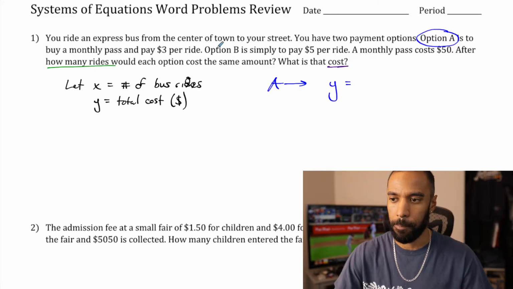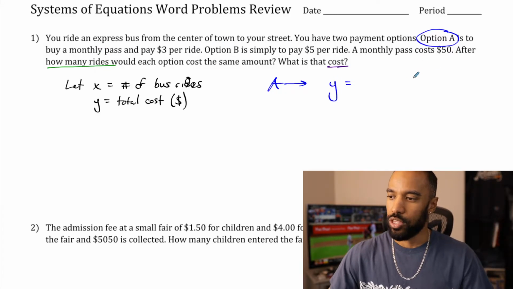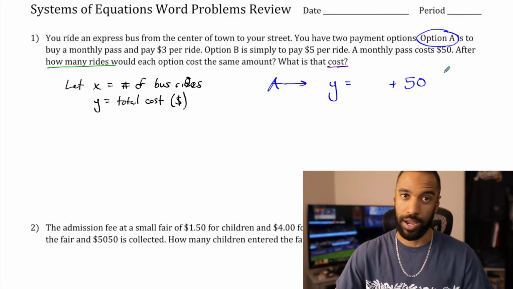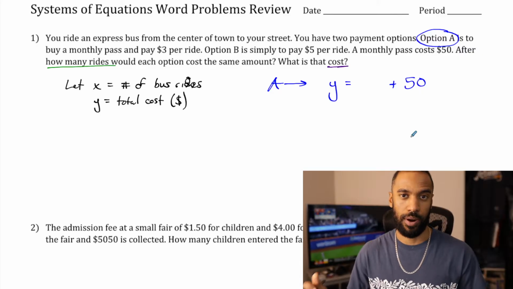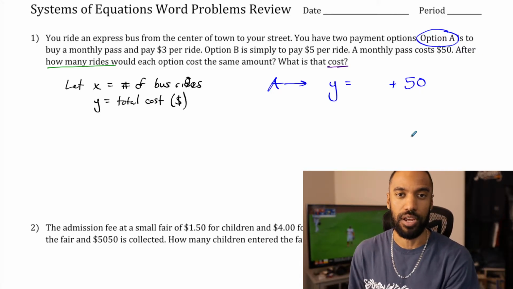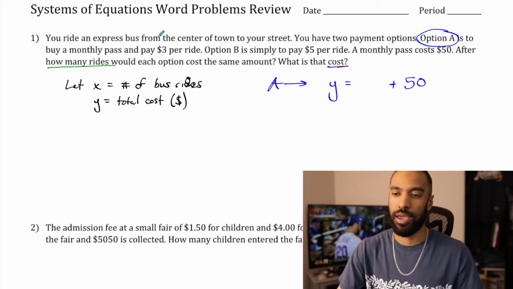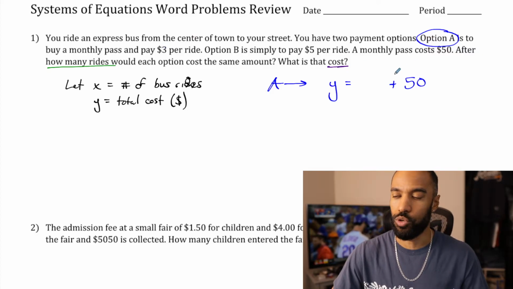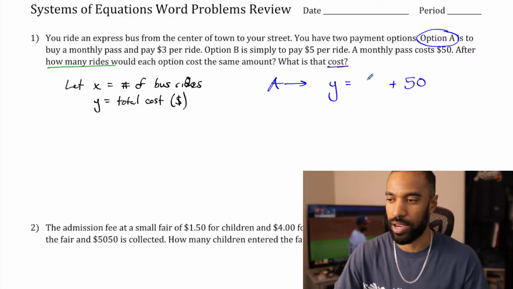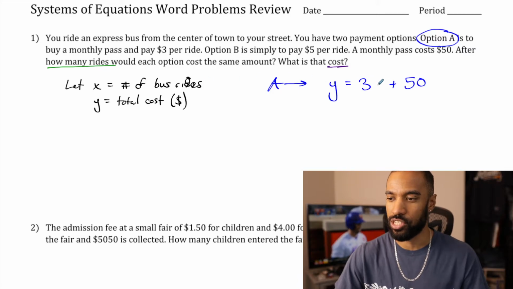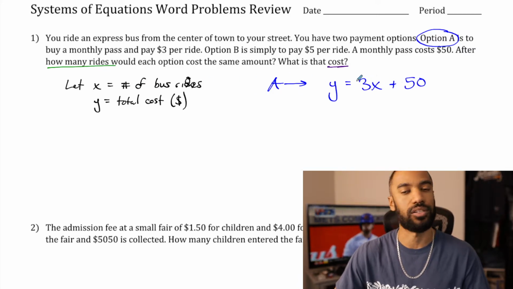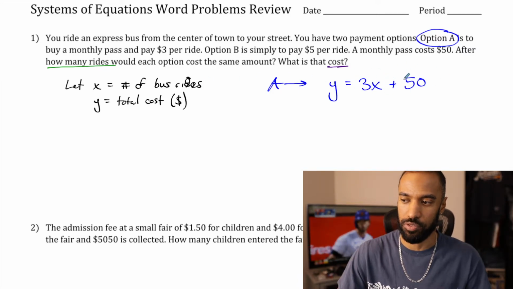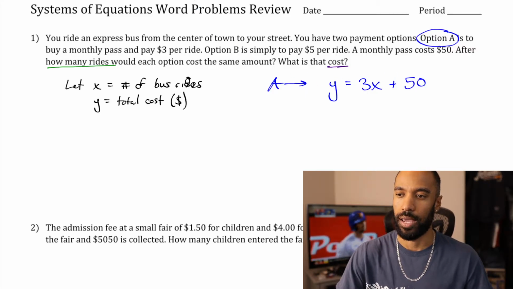The option A equation, A is not a variable, it's just one of your equations, will be y equals the total cost equals, you buy a monthly pass. That means you pay $50 for the month, regardless whether you ride 0 rides, 100 rides, 4 rides, whatever it is. And then you pay $3 per ride. If you rode 10 times, that's $3 per ride times 10 rides. If you ride x times, that's 3 times x. Here's your equation, 3x plus 50 equals y.